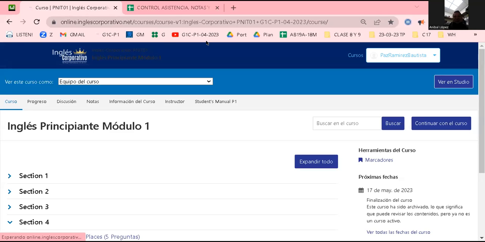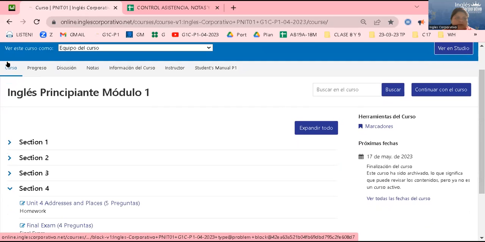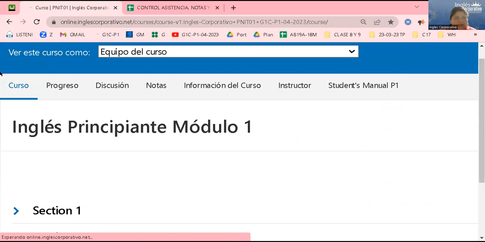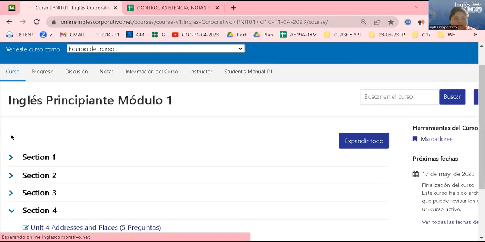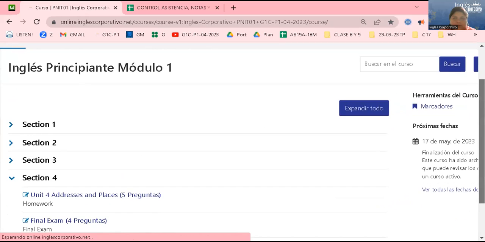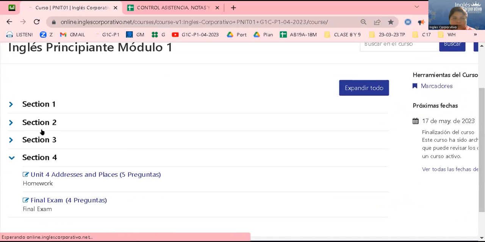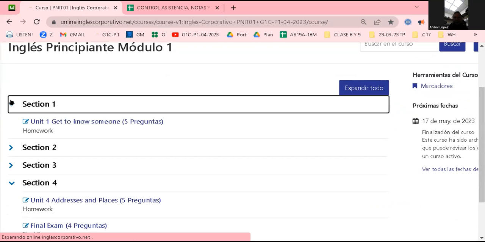Pero no sé cómo haría allí, teacher. Ahorita le indico dónde. Cuando usted ingresa a la plataforma, va a encontrar esto. Mire, aquí donde dice curso. ¿Sí se alcanza a ver ahí? Sí, curso, lo veo. Entonces ahí usted va a encontrar estas cuatro secciones abajo: Inglés principiante módulo 1, sección 1, 2, 3 y 4. Solamente despliega cada una de ellas.